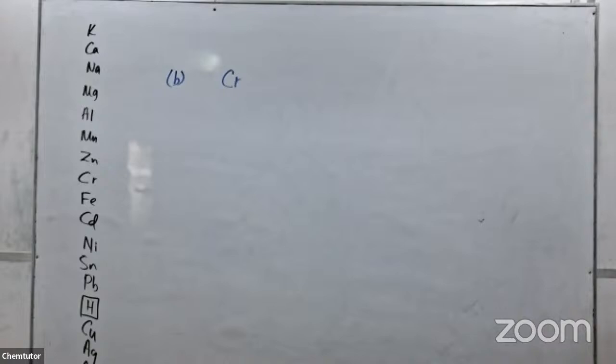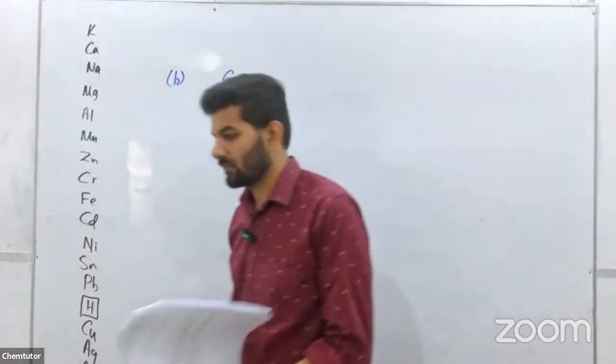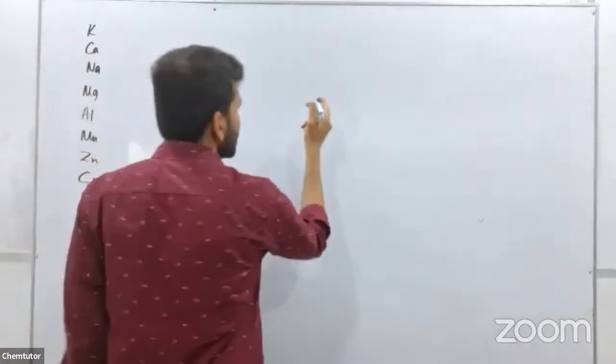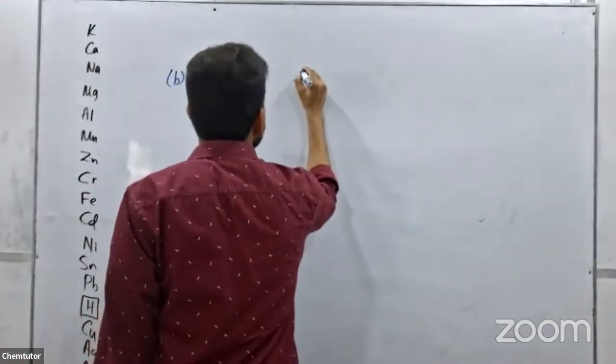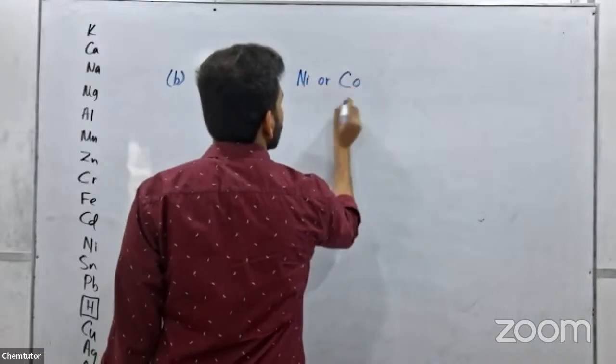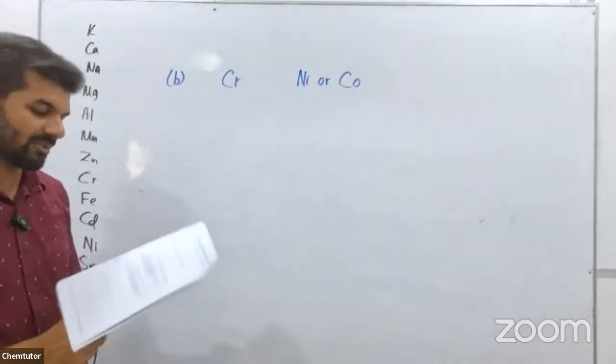Then the fifth one. Now we have identified one metal as chromium. Then the other one has to be either cobalt or nickel, no? Now we have to make sure whether it is cobalt or nickel. So that is done by the fifth experiment.